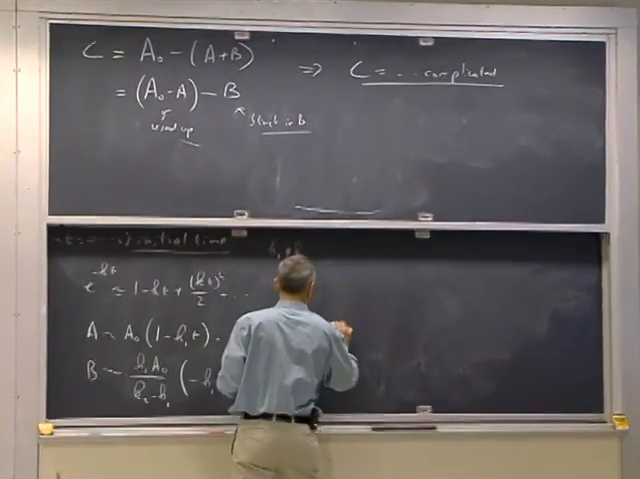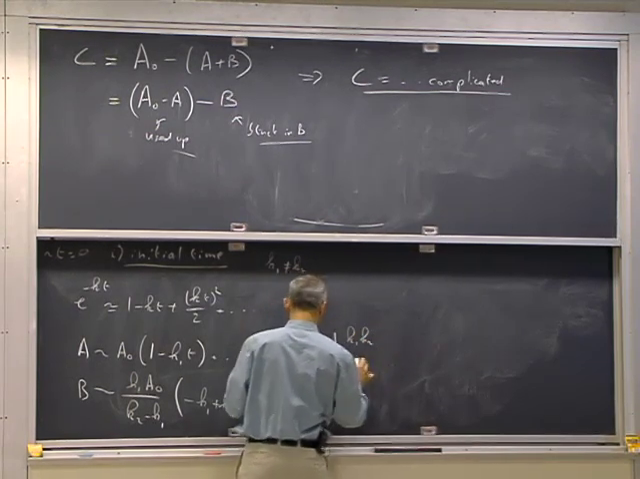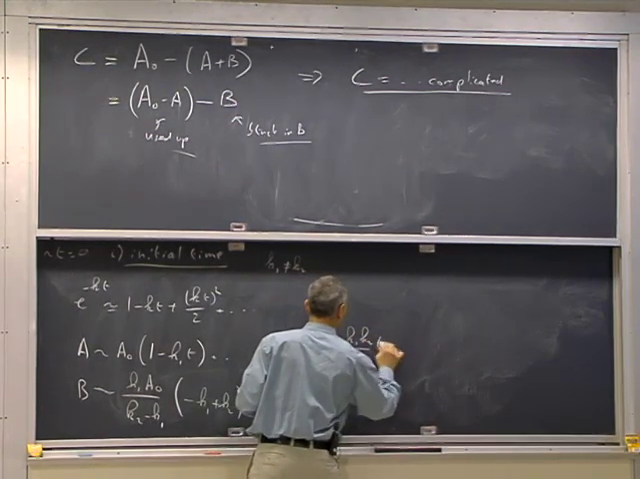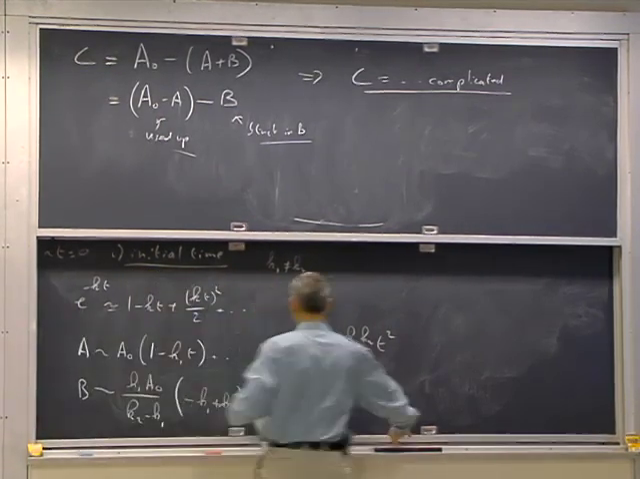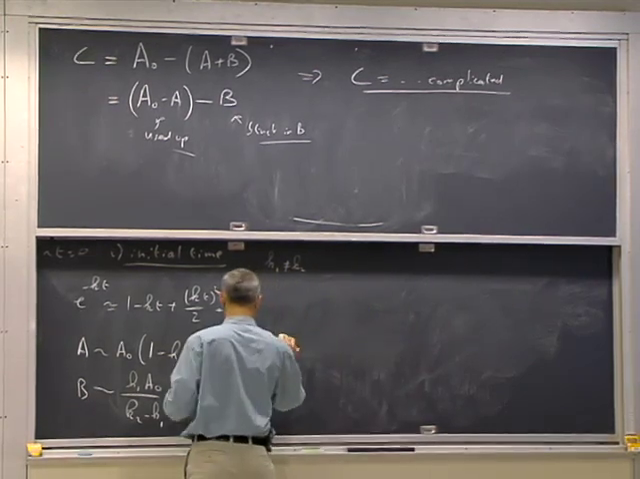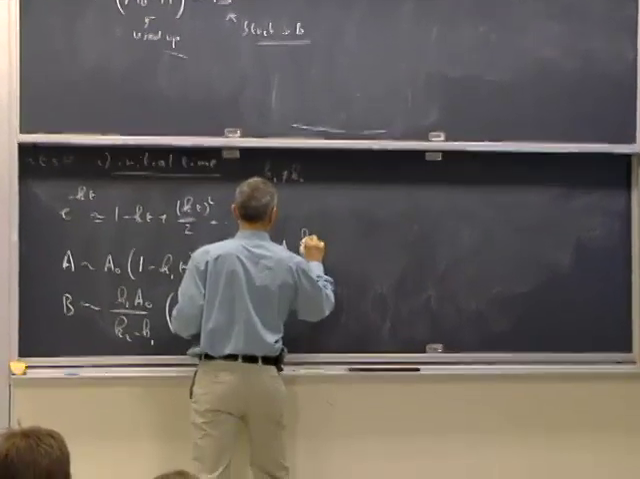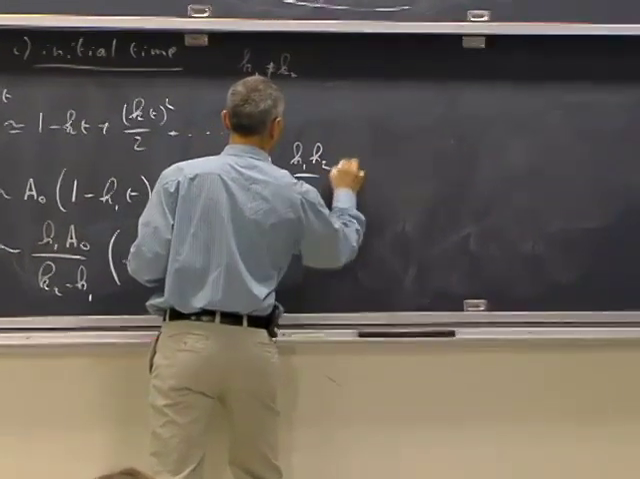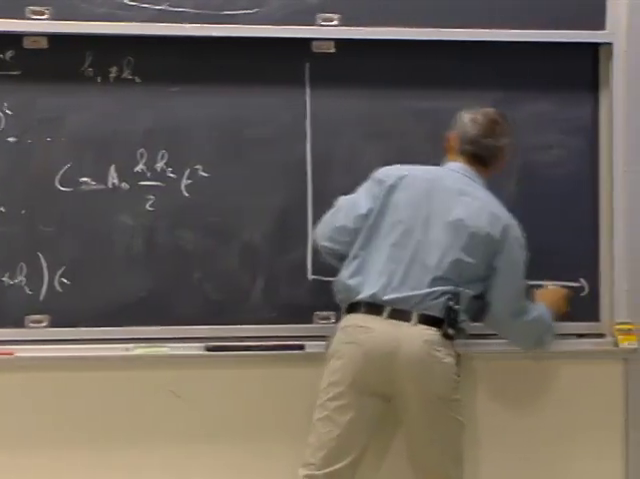And it's approximately equal to a naught times k1 k2 over 2 times the time squared. Let me rewrite this a little bit closer in, because I need some room here. So c is approximately equal to a naught k1 k2 over 2 times t squared. Now we can start plotting out what this is going to look like.